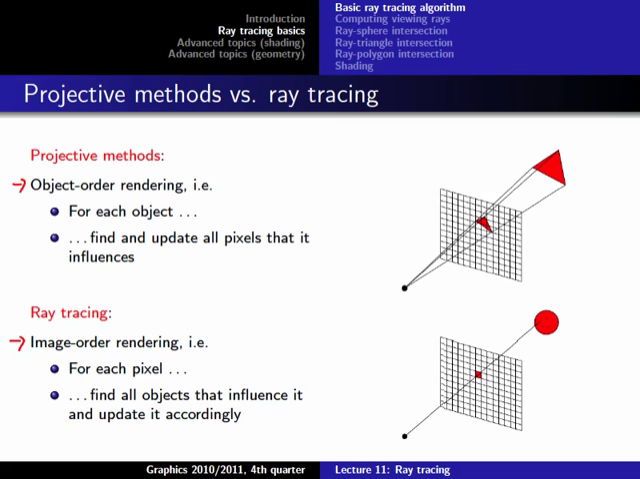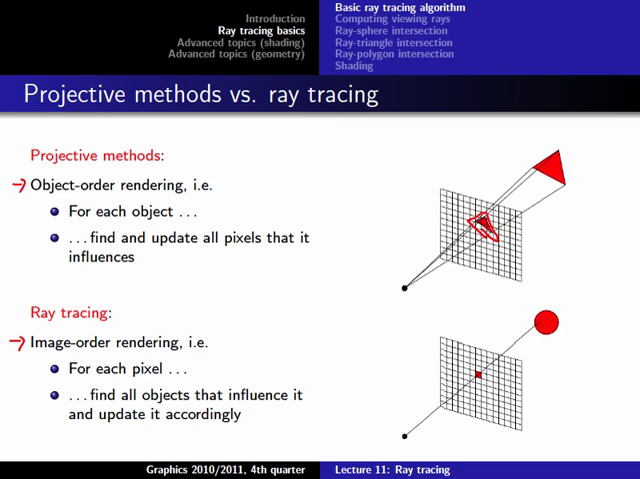The reason why we talk about object and image is that in one case we run over the objects. For projective methods, we look at each object, and then we find all pixels on the screen that are influenced by that object. So we have a triangle, then we do the projection, and then we do the rasterization. So we know all the pixels from the triangle that appear on the screen. Then we have to do the lighting, and then we have our 2D image.